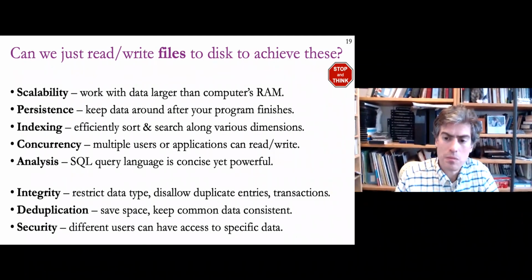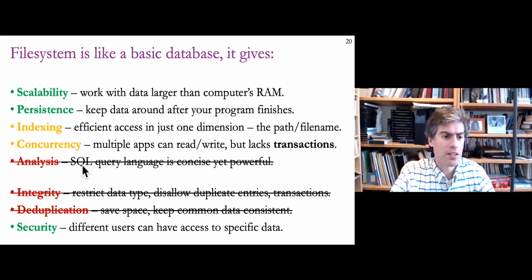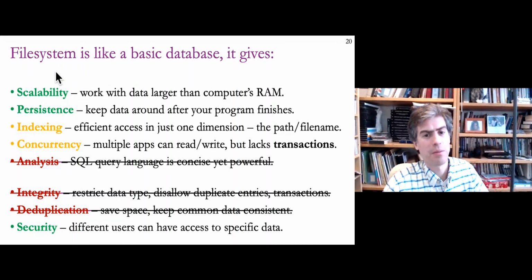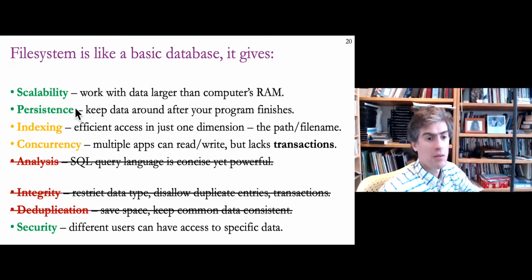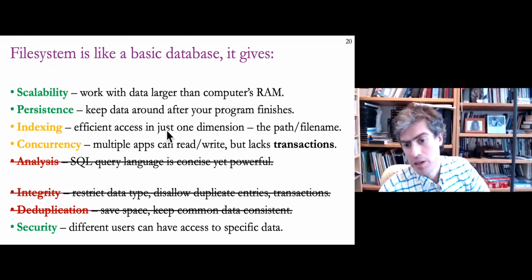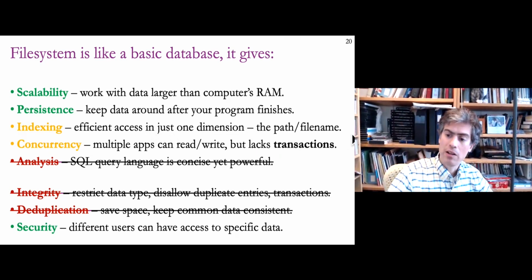So the way I look at it, a file system achieves some of these things. In some sense, a file system is like a basic database, but a database gives you more than a file system. So a file system does give you scalability in the sense that you can work with more data than can fit in the computer's RAM, right? You just create files to store that data. You get persistence, of course. You get some indexing, and you have to stop and think about how a file system gives you indexing. But especially if you know about the internals of how file systems are implemented, the path or file name of a file is a kind of index that lets you quickly find that data.